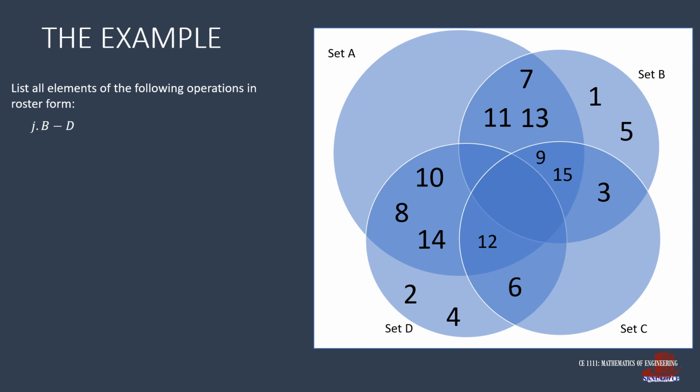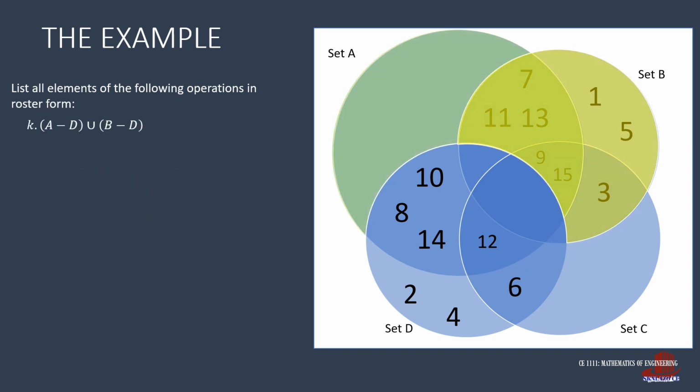The next is again a set difference, of B and D. So take set B, and then remove elements in the overlap of set D, giving elements 1, 3, 5, 7, 9, 11, 13, and 15. This is just like set B.